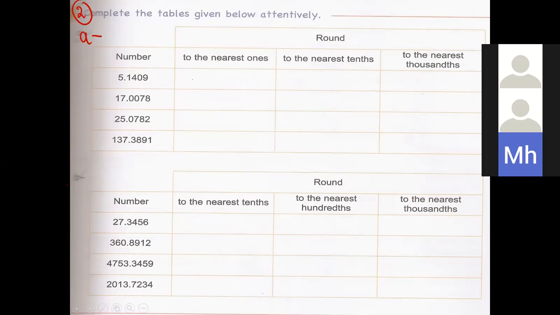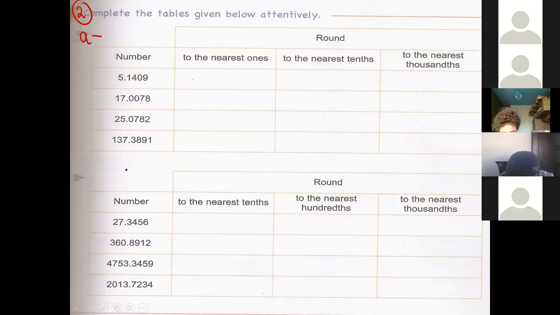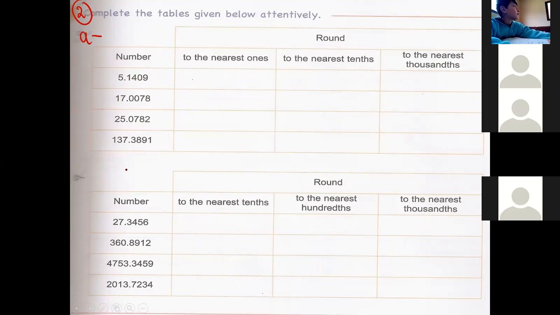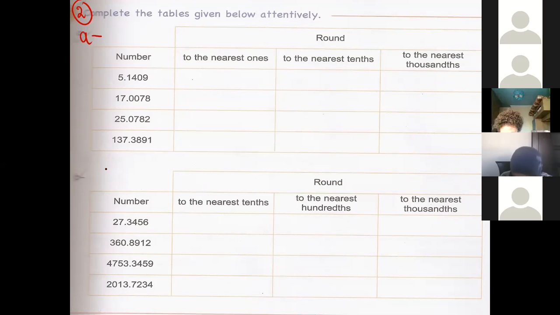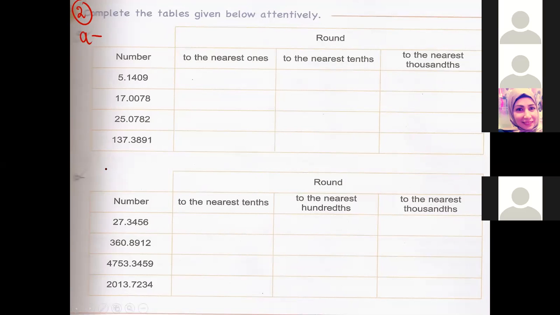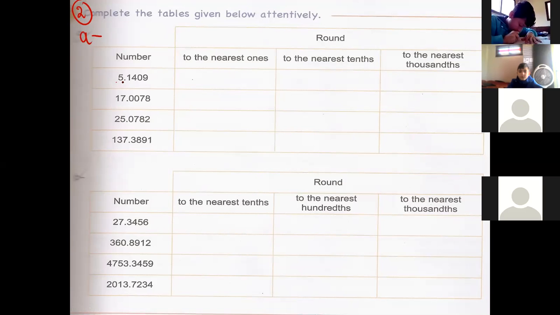5.1409. Round to the nearest ones. Which digit is the ones digit? Ya Hussein, hurry up. We still have 2 minutes. Five is the ones digit. Then we circle which digit?